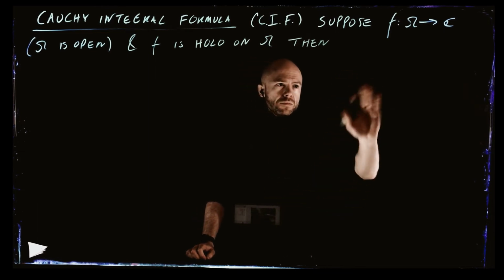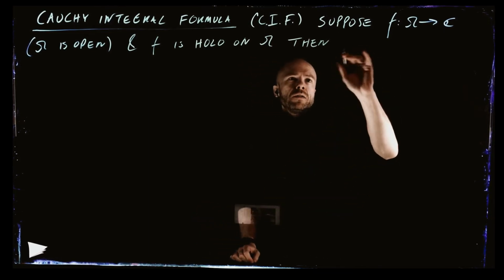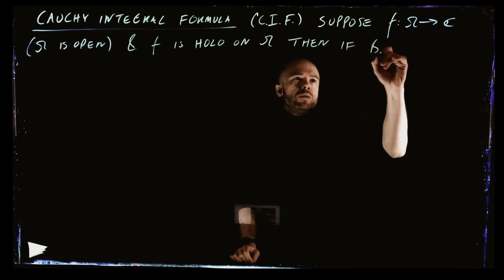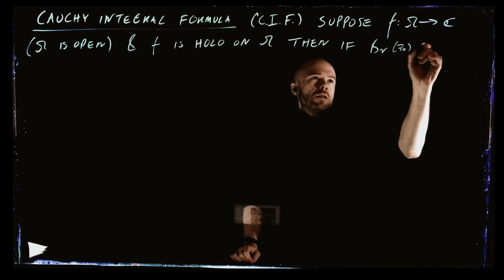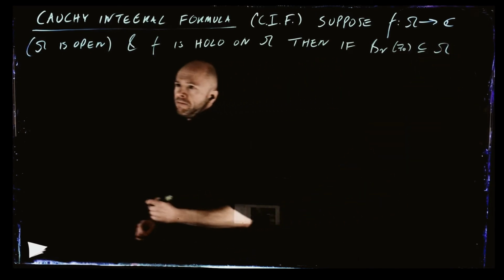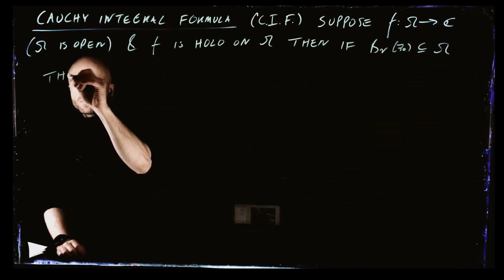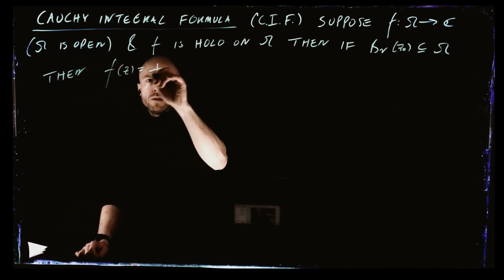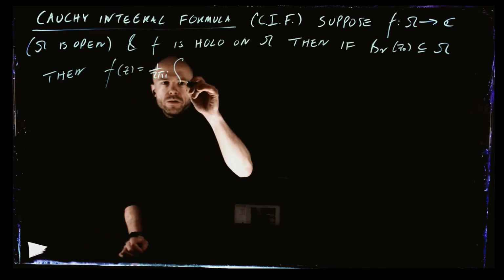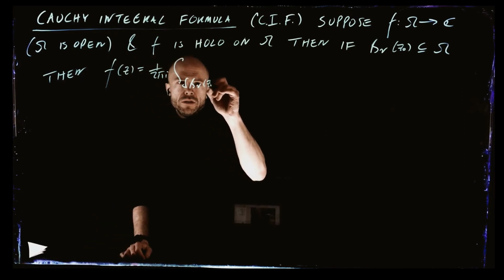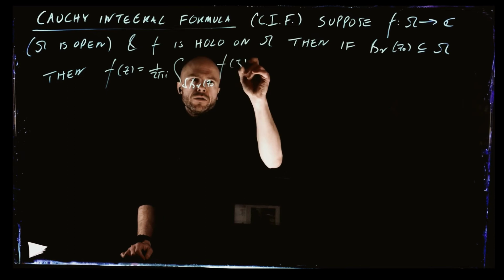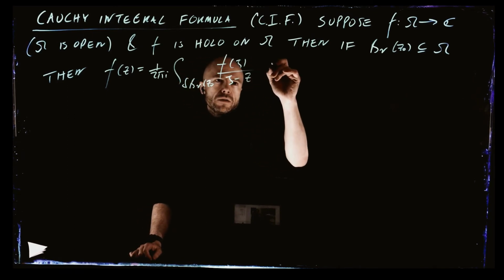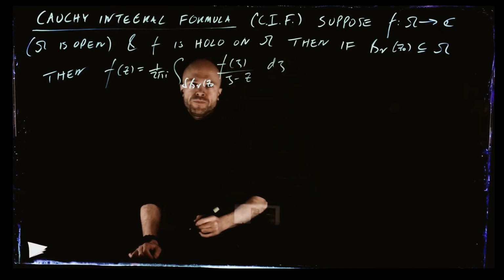Then what do we have? We have that if the ball B_R of Z0 is contained within omega, then F of Z is equal to 1 over 2 pi i, the integral around the boundary of the ball around Z0 of F of zeta over zeta minus Z, d zeta.